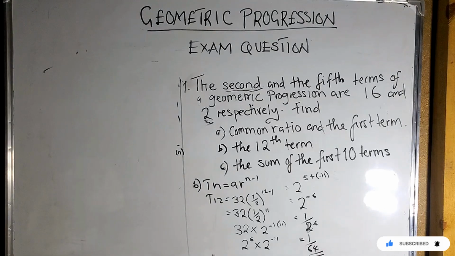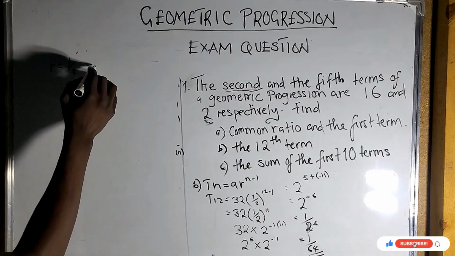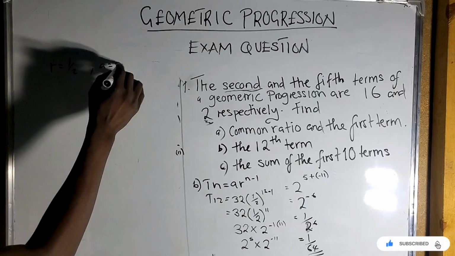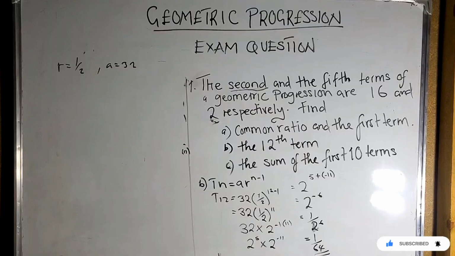The last question is saying, find the sum of the first 10 terms. Let me first write the common ratio here. Very important. First term was 32. Yeah, 32. Very, very important. So now we are asked to find the sum of the first 10 terms.